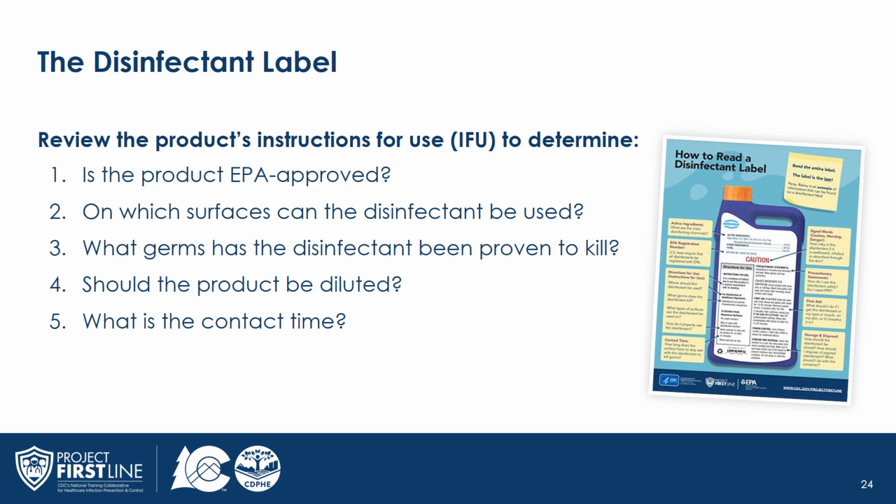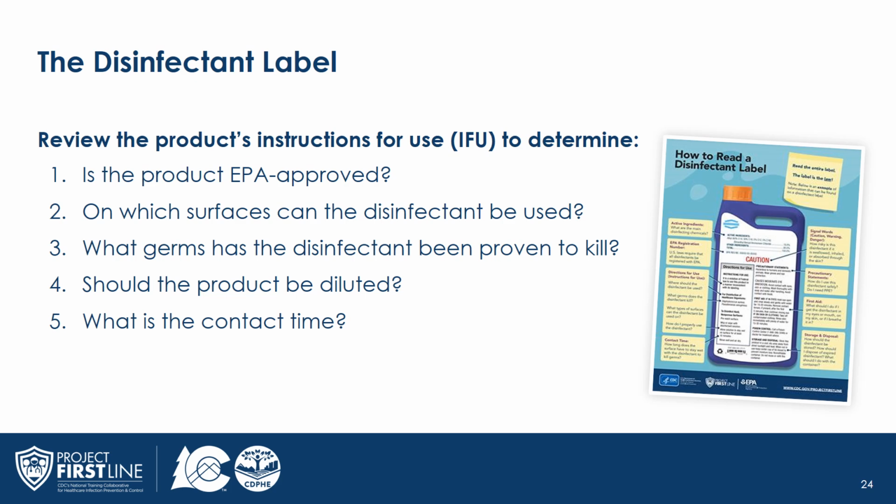Then, we want to make sure that we know if the disinfectant is effective at killing the germs we are wanting to eliminate. Earlier, we mentioned that certain disinfectants can kill bacterial spores, such as C. diff. The label will let us know what the disinfectant is proven to be effective against. Some products may require dilution before application. If there are dilution instructions on the label, make sure that they are followed to ensure that the product is effective. This might be done by your supervisor or manager.